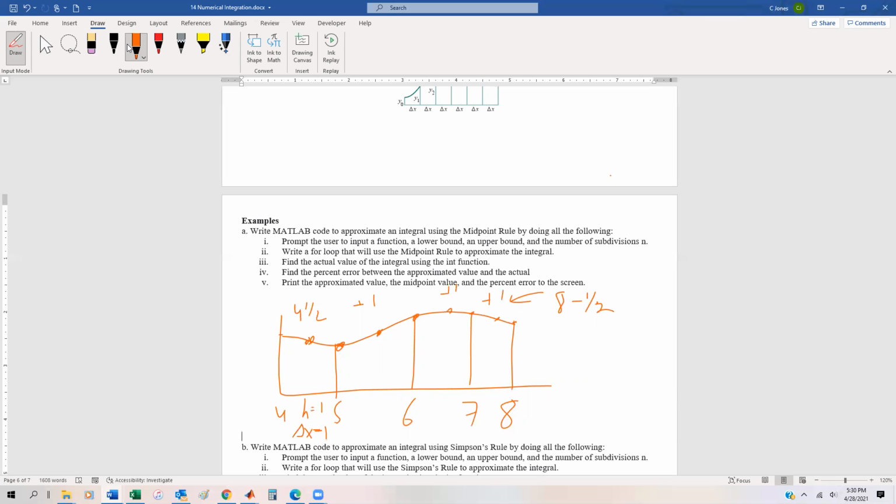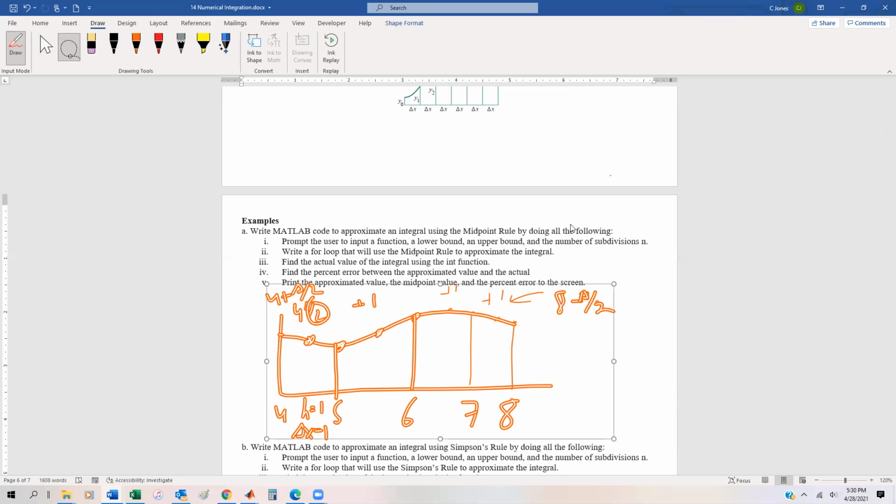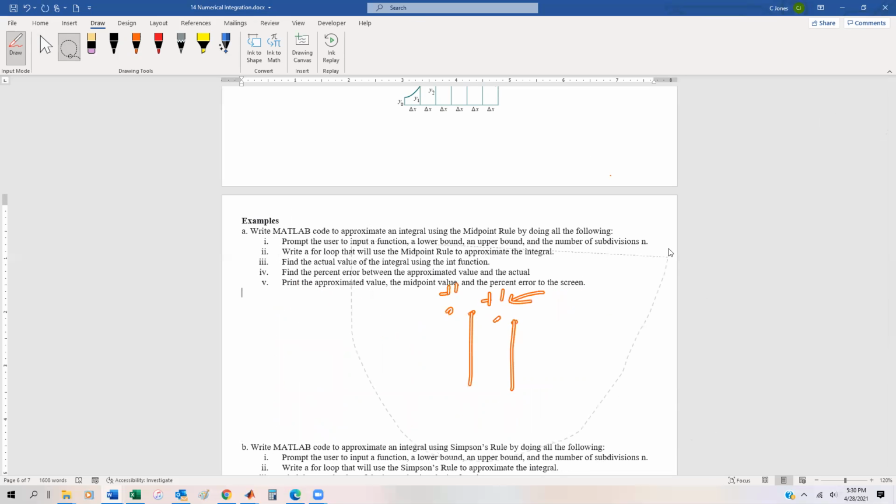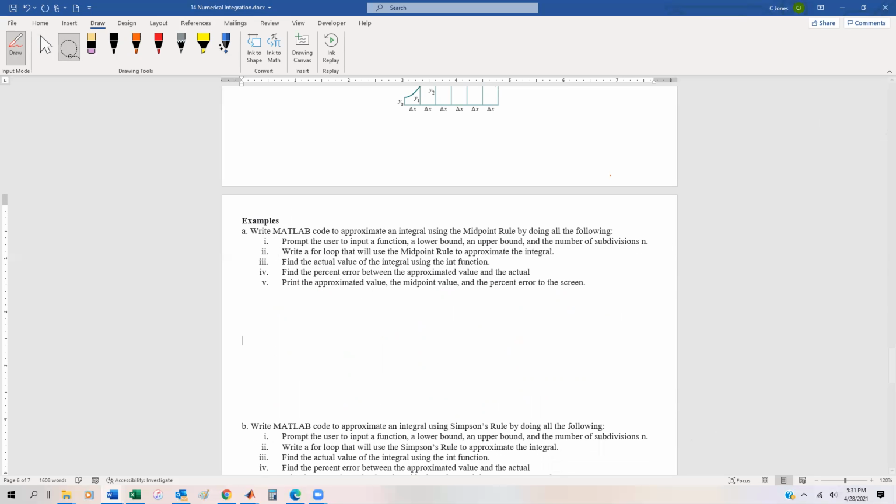That's really our delta over 2. So right here, this is really just going to be 4 plus delta over 2. And that's the algorithm that we're going to use to be able to program this in MATLAB. That can be helpful when you're trying to write these sorts of codes, to sketch it out and get an idea of how the program would work.